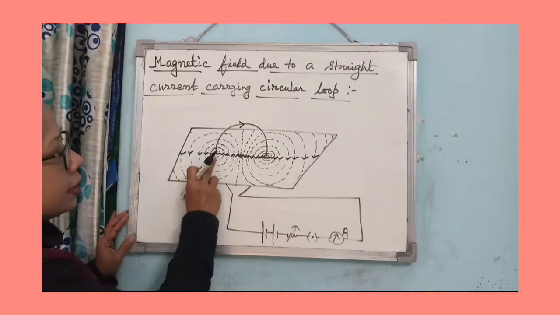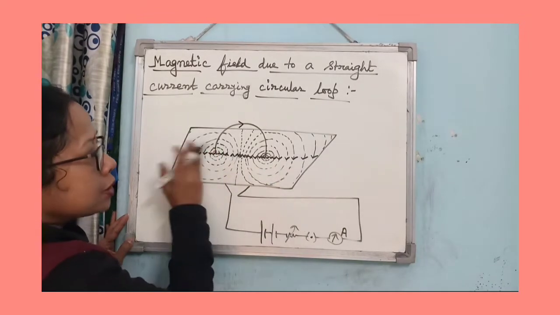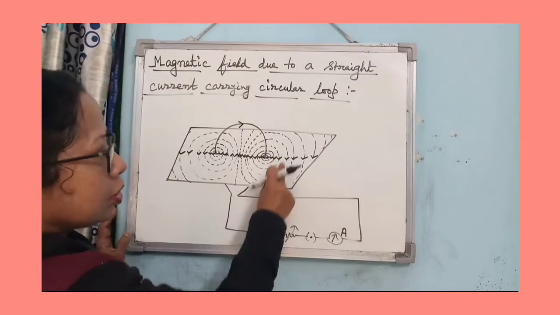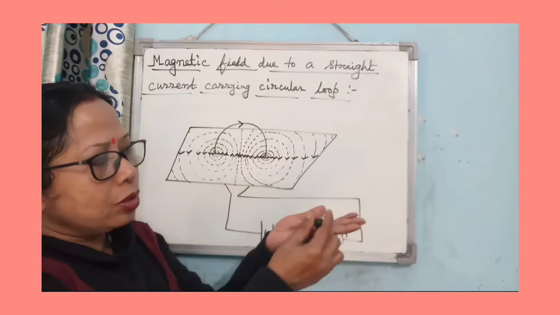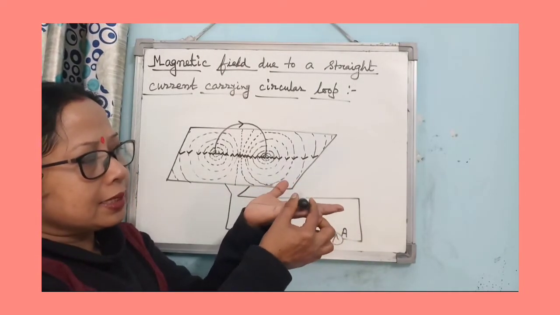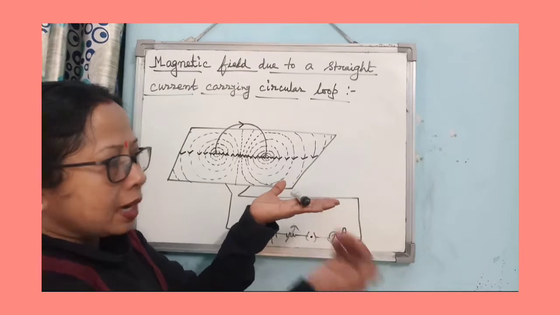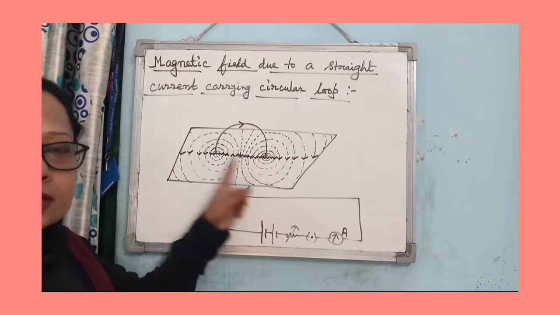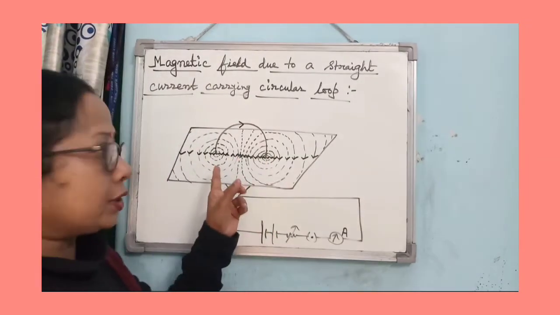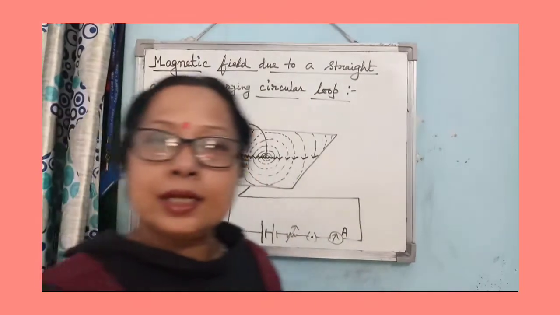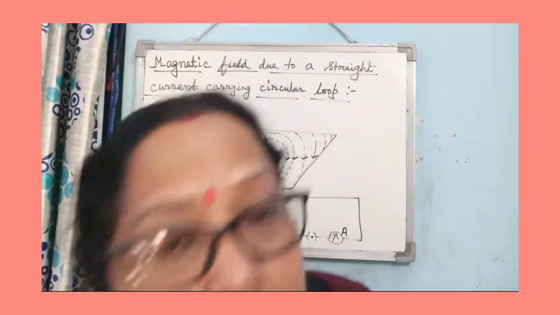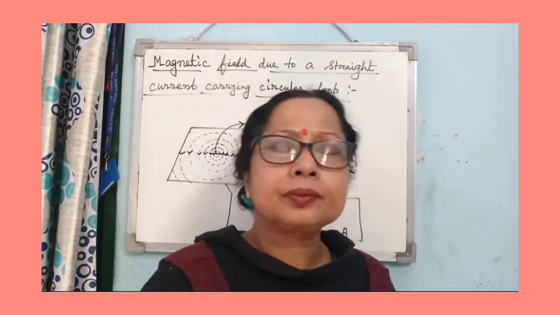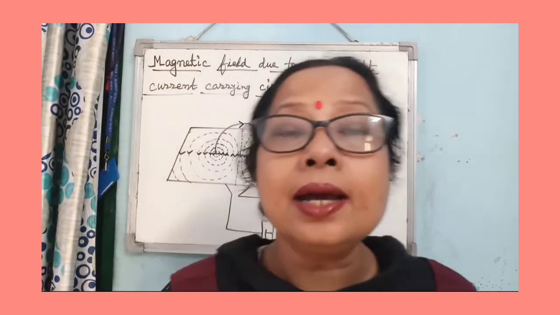Alright. But if you consider the arrows outside the circular loop, then you see all are in the outward direction. It is not downward. Actually, these are like this, no? If I hold the cardboard like this and arrows are like this, what does it mean? These are in the outward direction. So here, within the circular loop, in which direction is the magnetic field? In the inward direction. But outside the loop, in which direction is the magnetic field? In the outward direction.